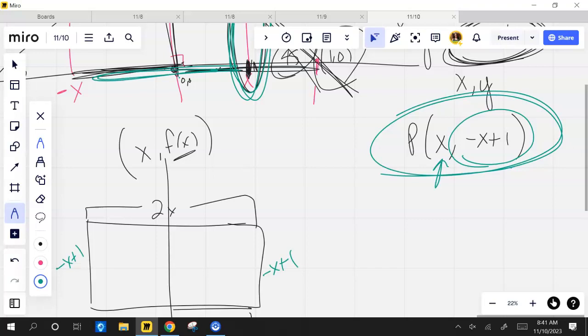All right. Triangle's up negative x plus 1. Does that make sense? Why is my height?